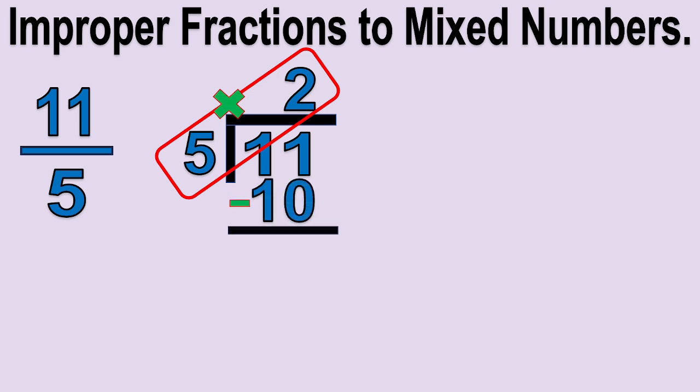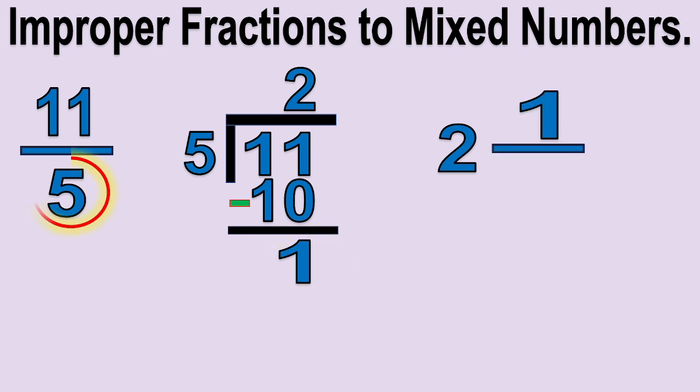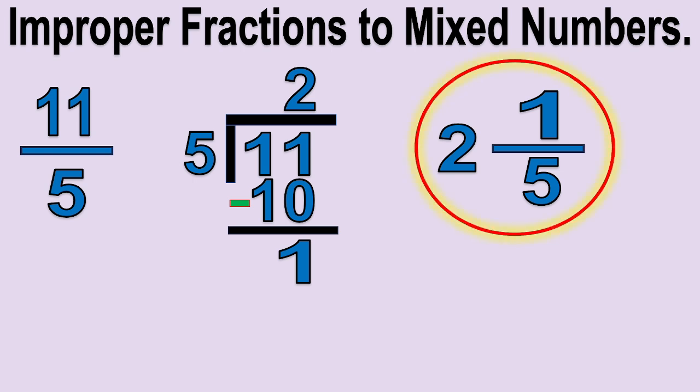11 minus 10 equals 1. So the quotient 2 here is our whole number, and the remainder 1 will be our numerator, and copy the denominator 5 here. So the answer is 2 and 1/5.